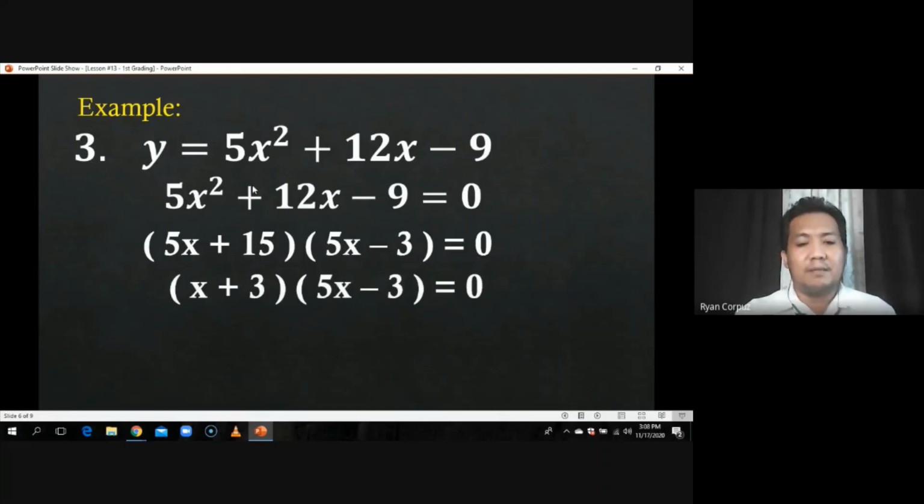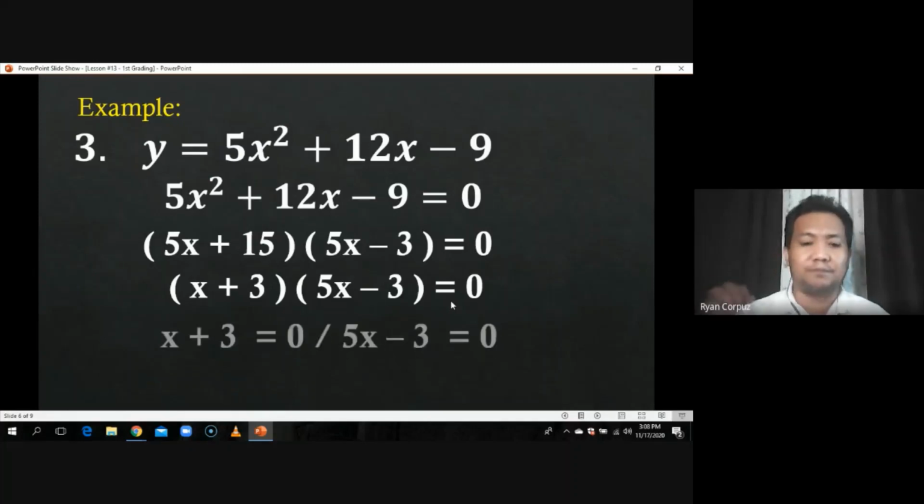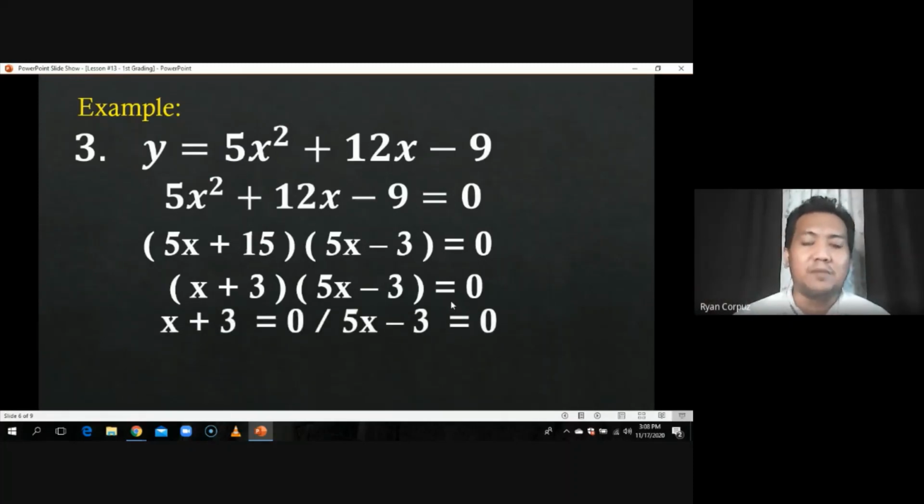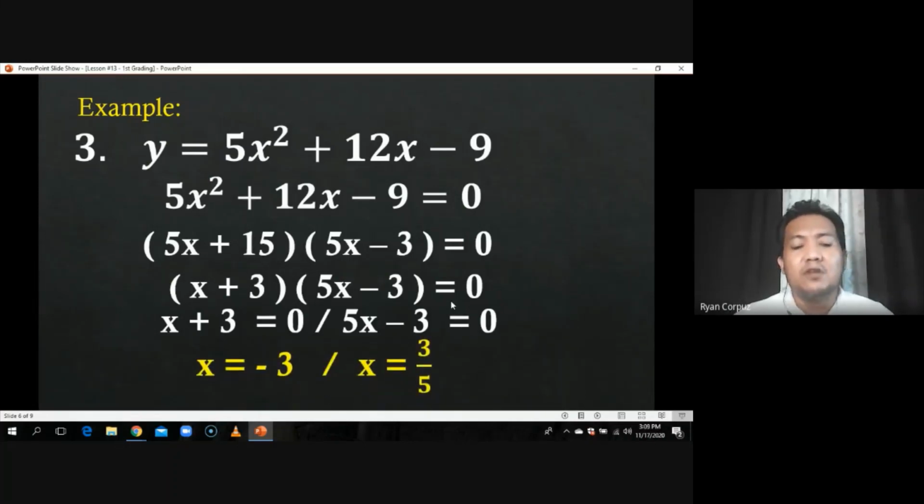Then, magiging ganito, since 5x plus 15 can still be simplified because 5 and 15 are still both divisible by 5. So we are going to simplify it by dividing both terms by 5. So magiging x plus 3. Then simply copy 5x minus 3 is equal to 0. Then with the application of the zero product property, we do have x plus 3 equal to 0 and 5x minus 3 equal to 0. Then solve for x, you come up with x is equal to negative 3 and x is equal to 3 over 5.